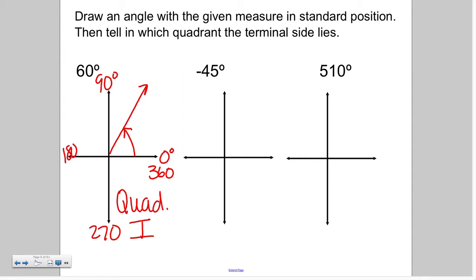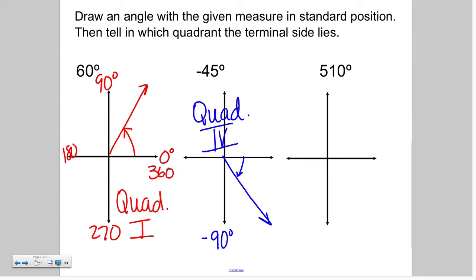Alright, the next one is negative 45 degrees. So remember, we're going to go clockwise on this one. So negative 45 degrees is going to be halfway between 0 and negative 90. So it's going to be there. And that is quadrant 4. That terminal side lies in quadrant 4.